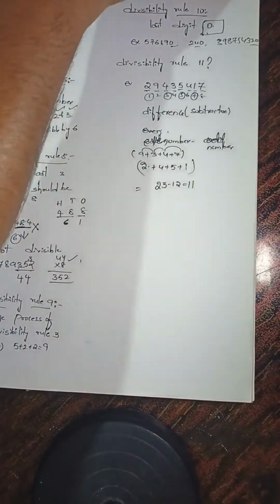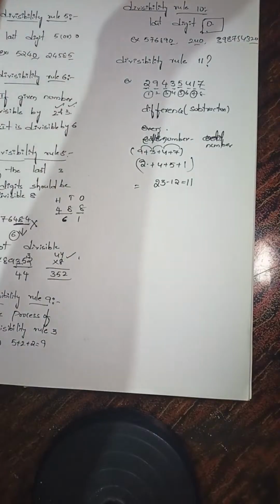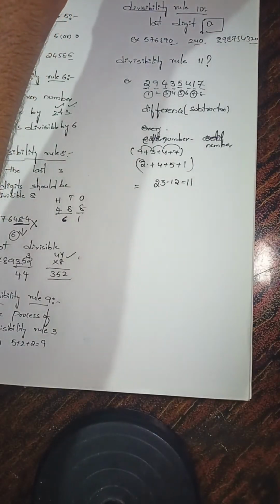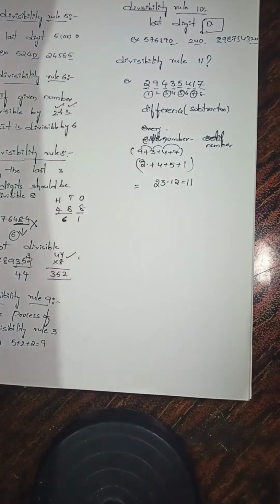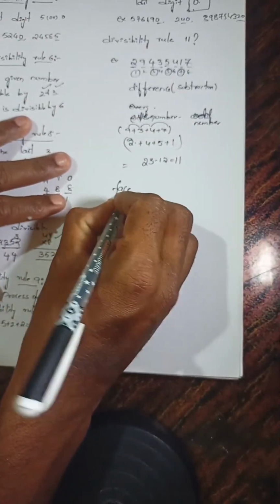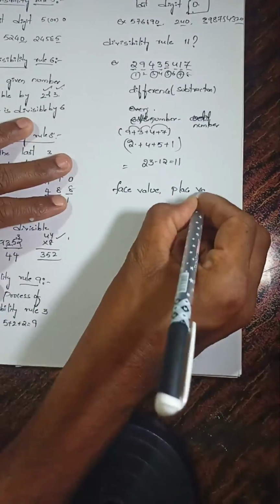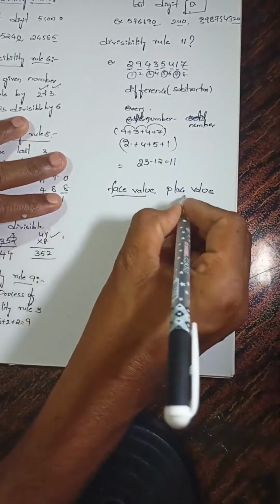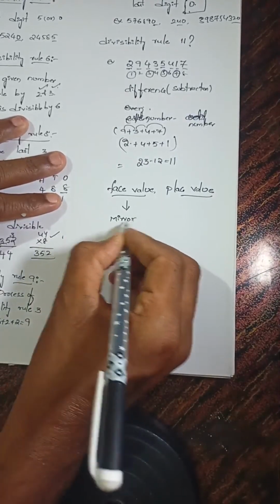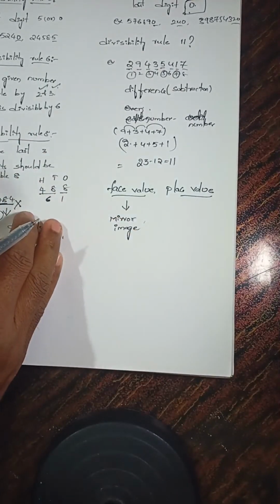So I am going to write a question. Please tell me the answer. And one more thing I forgot to explain, which is very important: place value and face value. Face value is nothing but the mirror image. If you know about the mirror image, that is fine; the mirror image comes under face value.